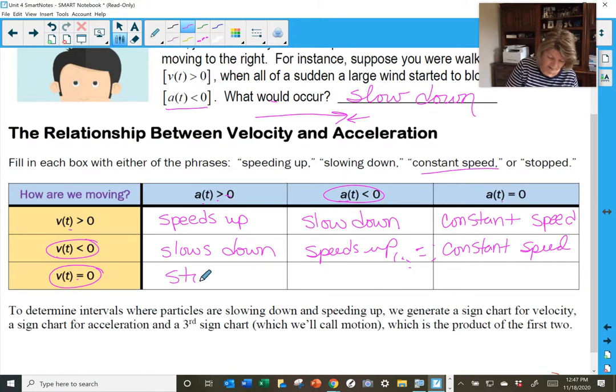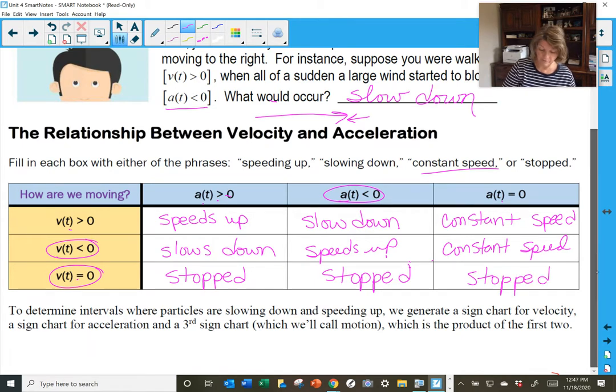If velocity equals 0, and acceleration is positive, well, if velocity equals 0, that means our object is stopped, doesn't it? And same thing here. Anytime velocity equals 0, we have no change of position. And if acceleration is 0, it's still going to be stopped because velocity is 0. So hopefully that little chart will help you.